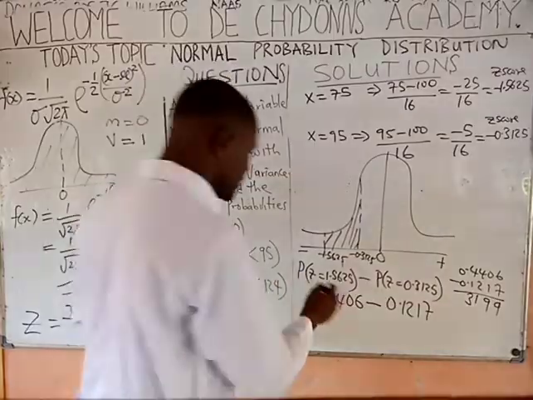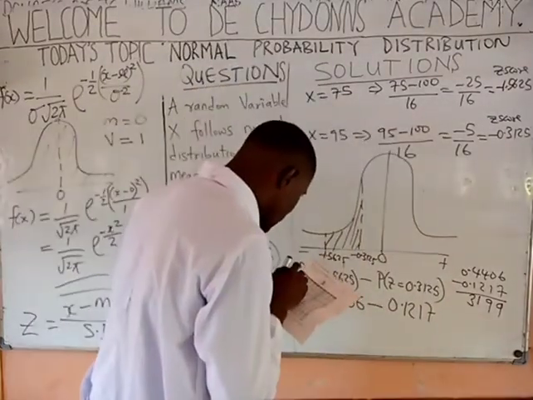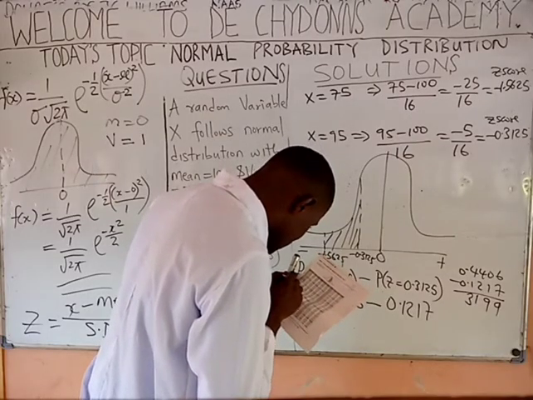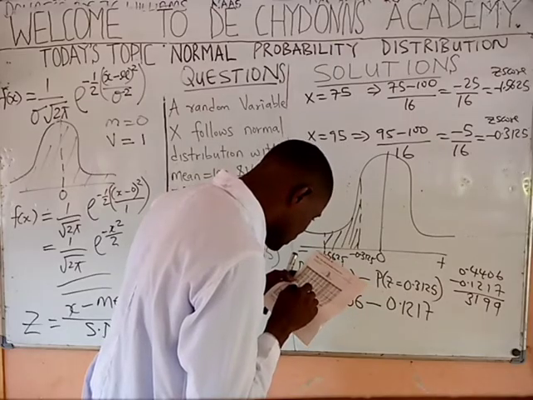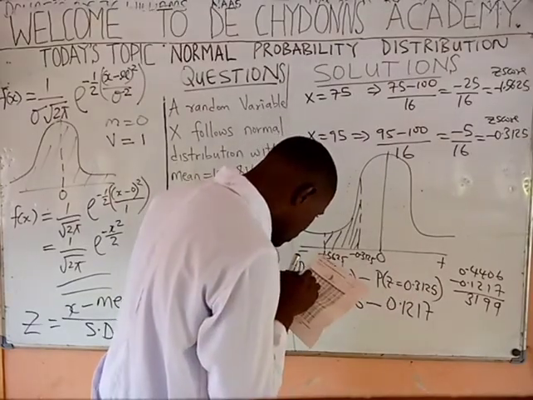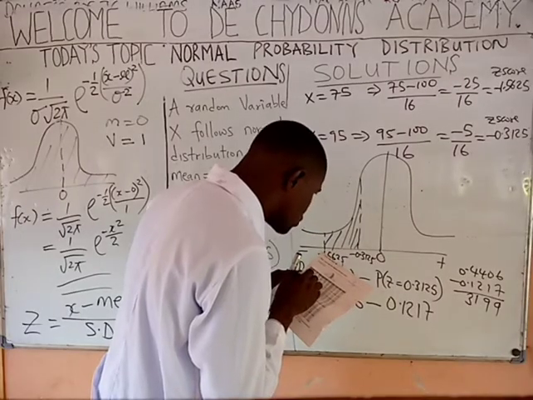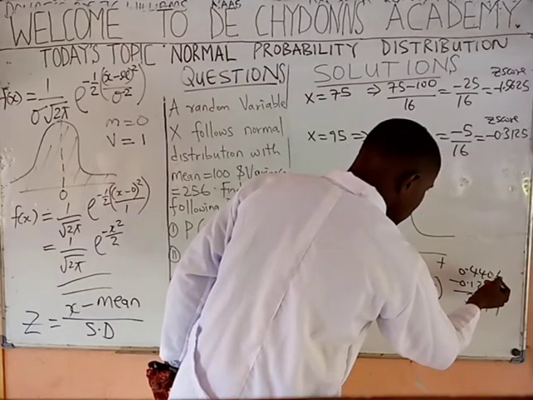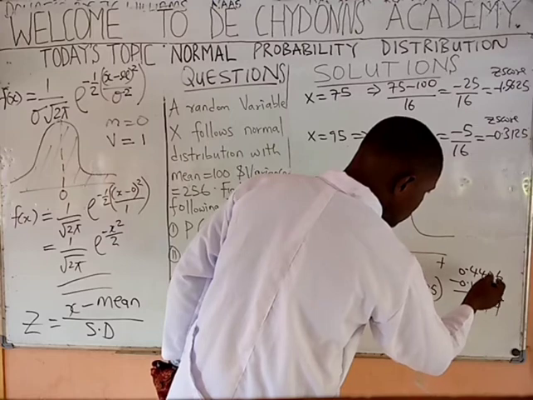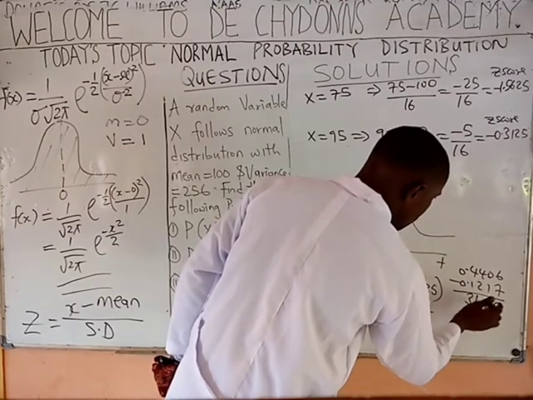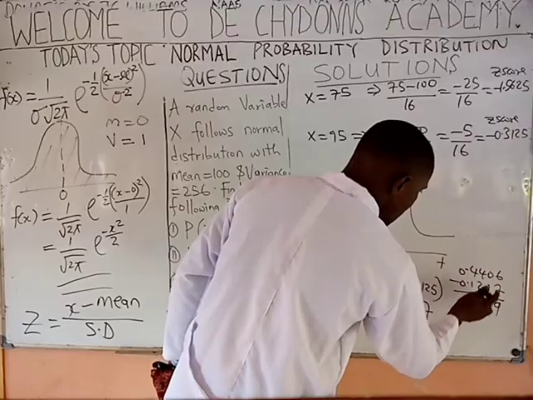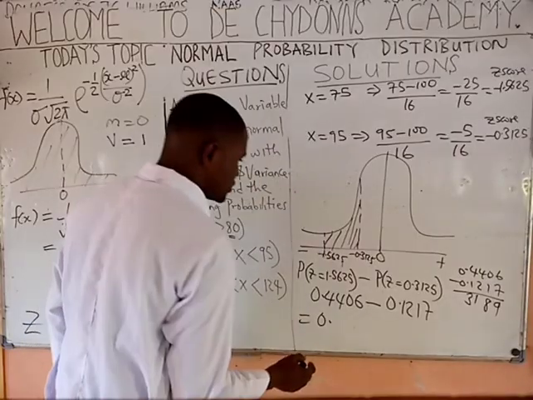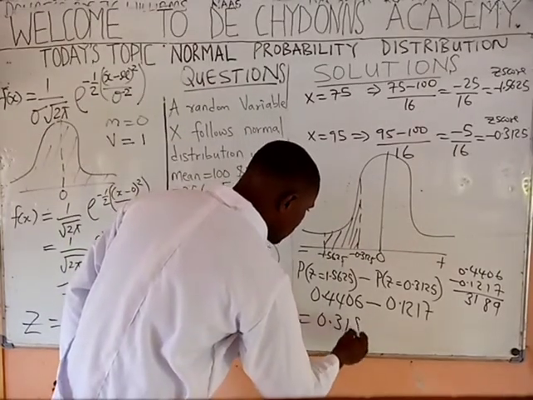So when you subtract, you cross check to be very sure. 1.56 will be giving you 0.4406. Then 0.31 will be giving you 0.1217. Then when you subtract, 6 minus 7 borrowing, 9 minus this will give you 8. Then 3 minus this 1 will give you 3. That will give you 0.3189.